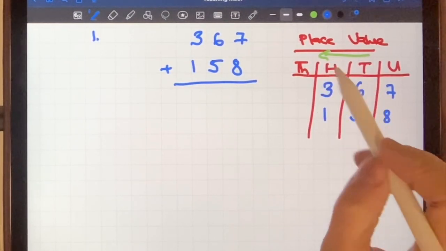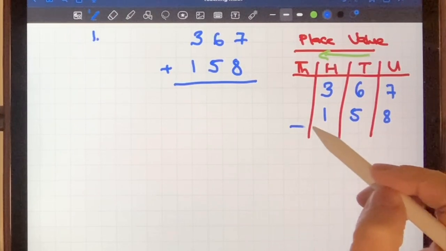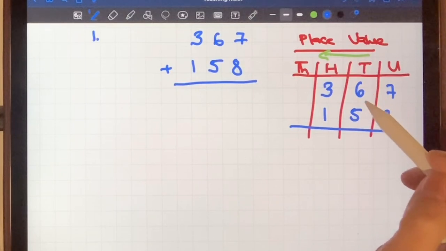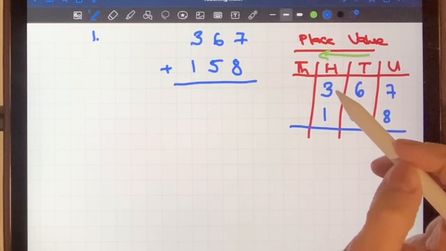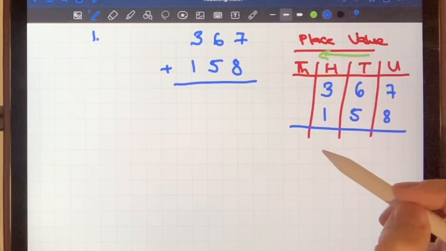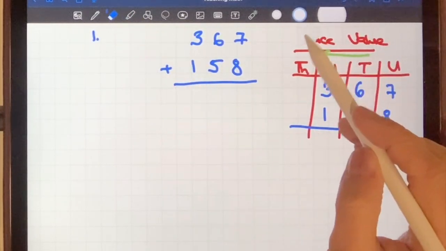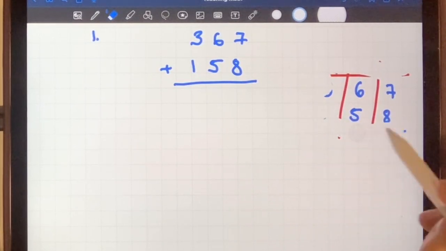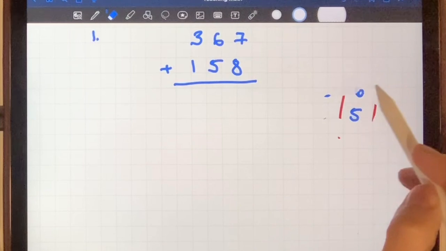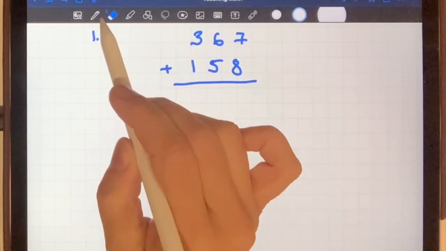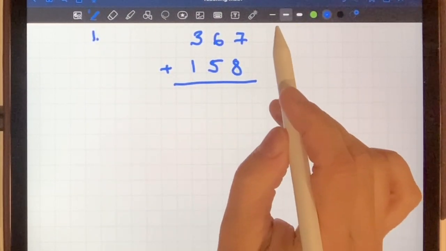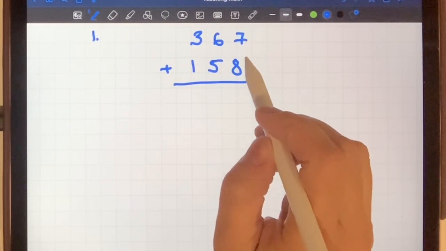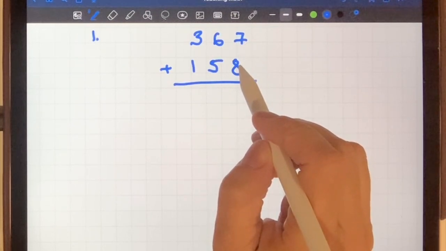So when I say line them up correctly, I mean that in your algorithm, the units have to be under each other, the tens have to be under each other, and the hundreds have to be under each other. Okay, so let's get that out. And now we start to add. We go vertically, and we start with our units. So 7 plus 8 is 15.